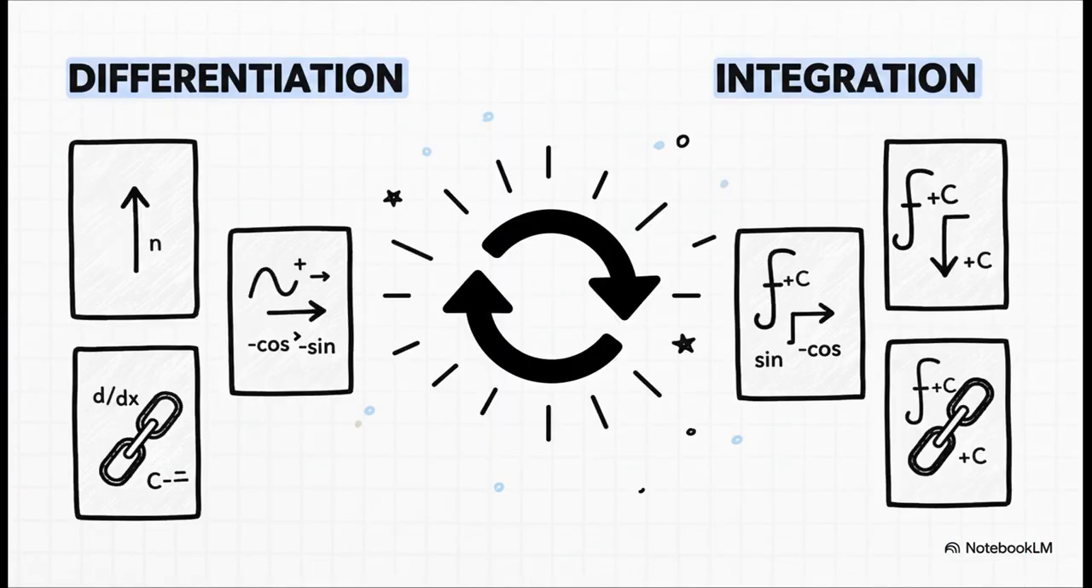Now here's a neat trick. Look closely. These formulas are the exact reverse of differentiation, aren't they? With the power rule, you do the opposite. You increase the power by 1 and then divide by the new power. Sine and cosine are just flipped. It's a perfect mirror image of what we just learned.